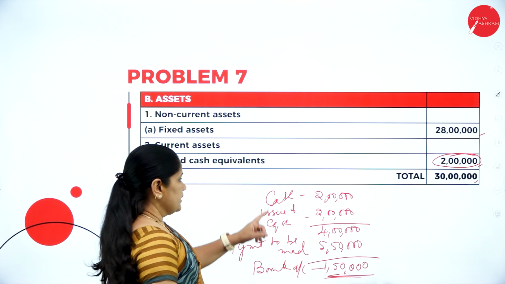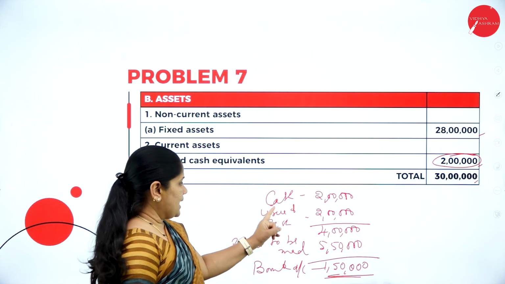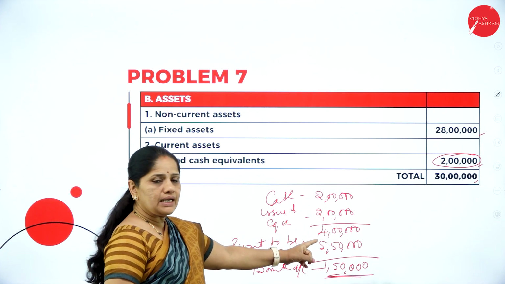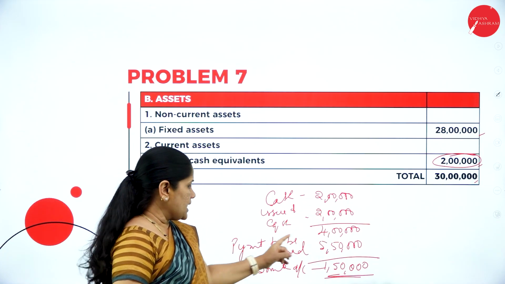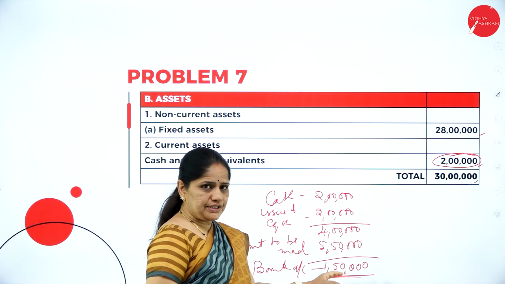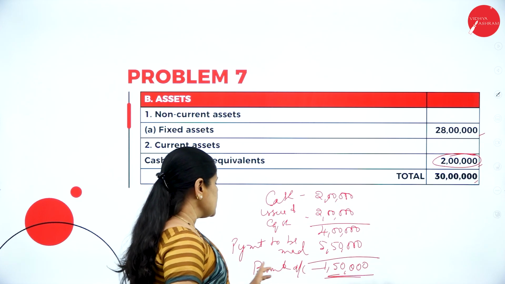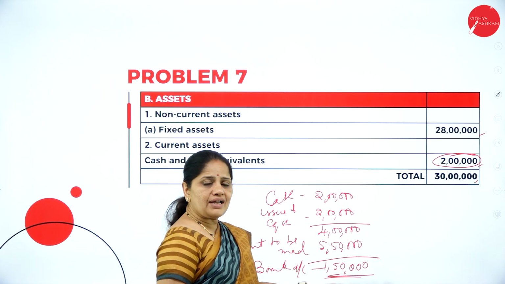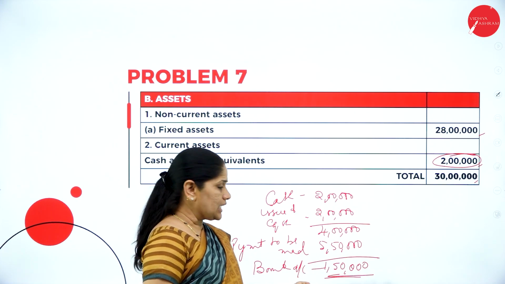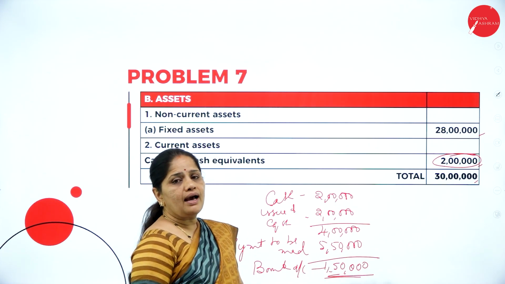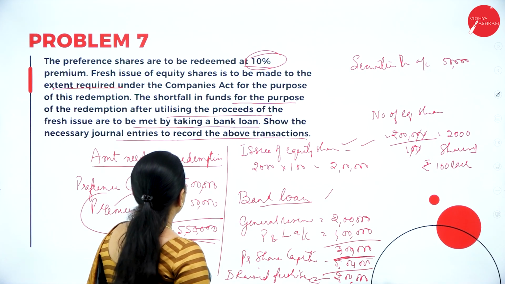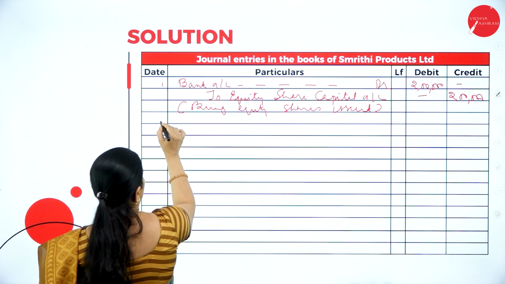See, here we have the cash balance of 2 lakhs. From the issue of equity shares, we have received 2 lakhs. The total cash balance at bank is 4 lakhs. From this 4 lakhs, we have a payment of 5,50,000 to be made to the preference shareholders. So this shortfall of 1,50,000, I am getting by raising a bank loan. So this is done.